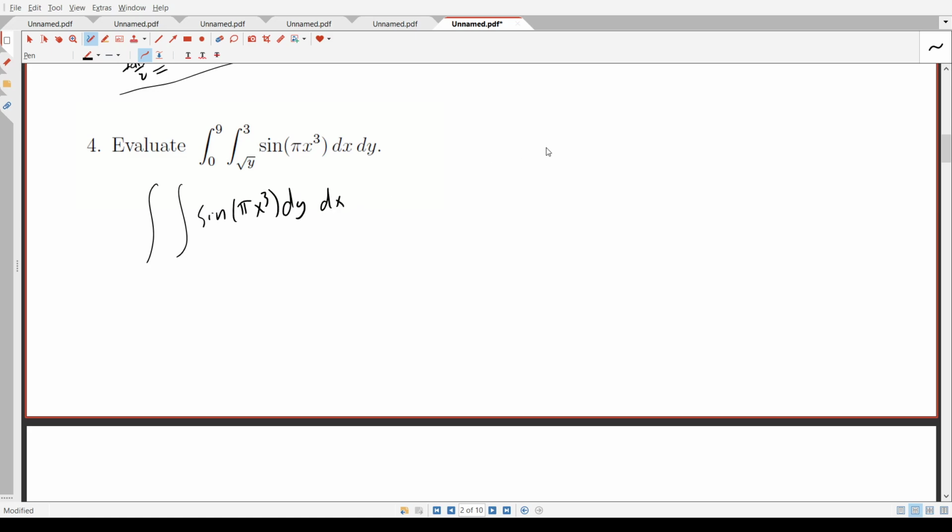Okay, so again, like usual, I start by drawing the region. The line x equals root y, what does that look like? Well, if I square both sides, that's the same as y equals x squared. But it's going to be positive. So that's going to look something like this. So this is the line x equals root y, or y equals x squared.